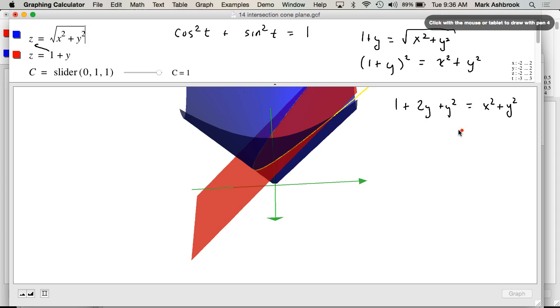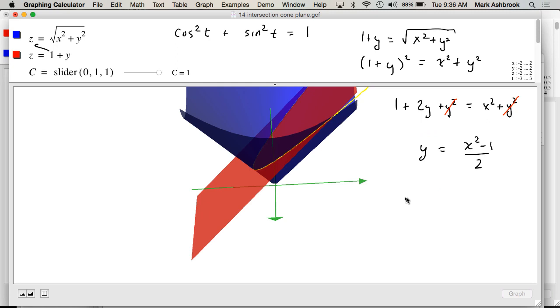So look, the y squareds go away, and so now we don't have a circle anymore. If those y squareds wouldn't have gone away, we would have had a circle, and we would have been using cosine and sine eventually. But the y squareds go away, and now it's just what? Y equals x squared minus 1 over 2. So now I have y equals x squared minus 1 over 2, and I have z equals 1 plus y.